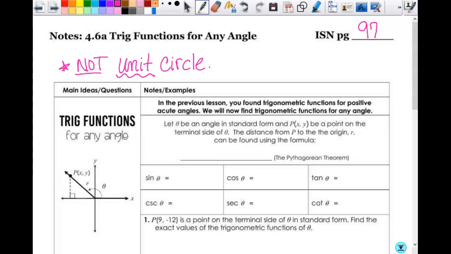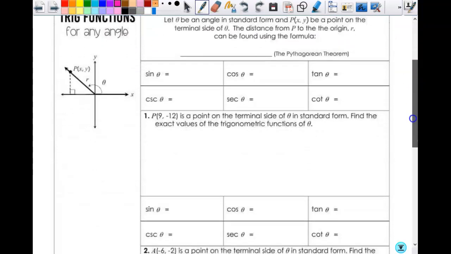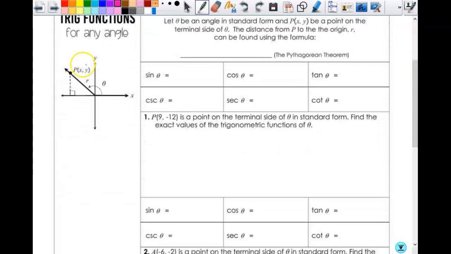Okay, and that's what we're looking at here, is what happens when it's not a unit circle, when it's not pi thirds, when it's not an angle we know. What are we going to do about that then? Okay, so it says let theta be an angle in standard position. So here's this point P, (x, y). So there's some point on the coordinate plane. And here's theta, right? It's on the terminal side of theta.